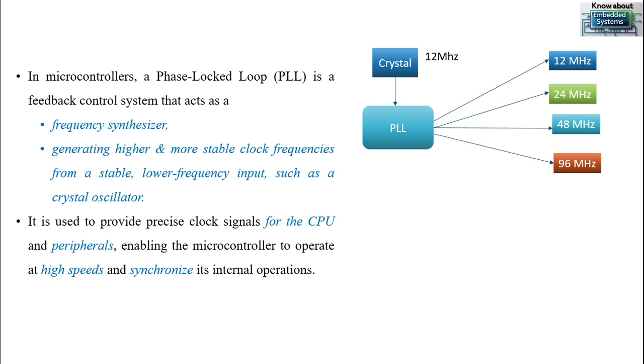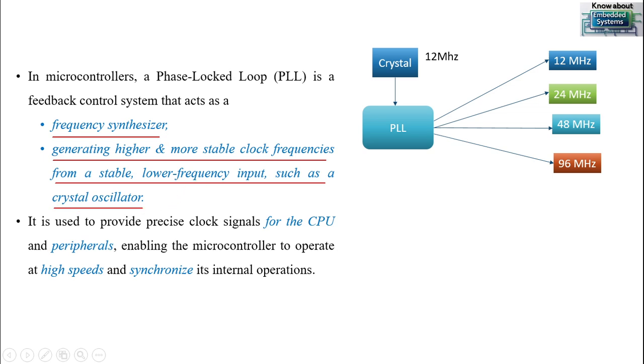I have already explained the role of PLL. With the help of PLL, we're able to generate different frequencies. In a microcontroller, PLL plays a very important role. It's a kind of feedback circuit which is able to generate a new and stable frequency. It is possible to generate a very high and stable frequency by taking a lower frequency as input.